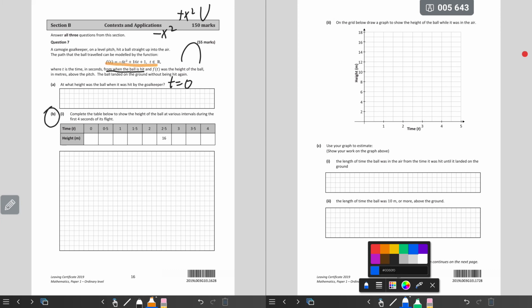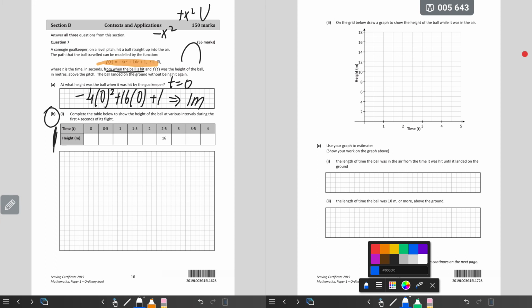I fill in 0 for my t up there to my rule. Remember, if you get a chance, sub something in, or let it equal. Minus 4 times 0 squared plus 16 times 0 plus 1. So the height there was 1 meter. You actually could have got it from this to your next bit. Right.